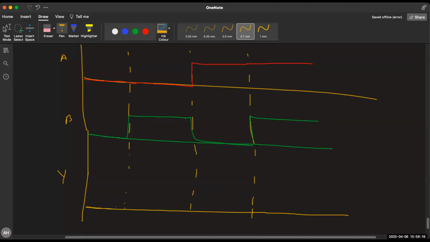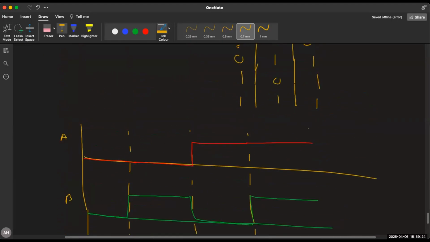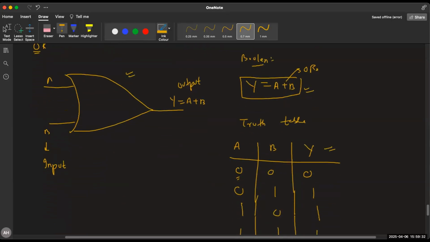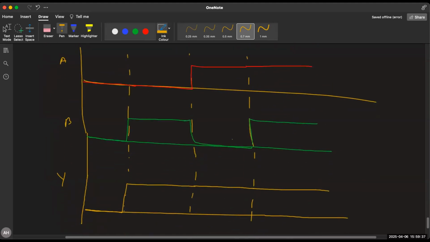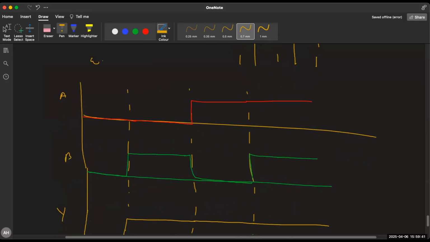This is 0. Then we have 1, 1, 1. This is 0, 1, 1, 1. This is the waveform. So for every gate, you should know the symbol of the gate. You should know the Boolean algebra. You should know the truth table, means for a different combination of inputs, what is the output. Then you should know how to represent this truth table in terms of waveform. This is known as waveform.